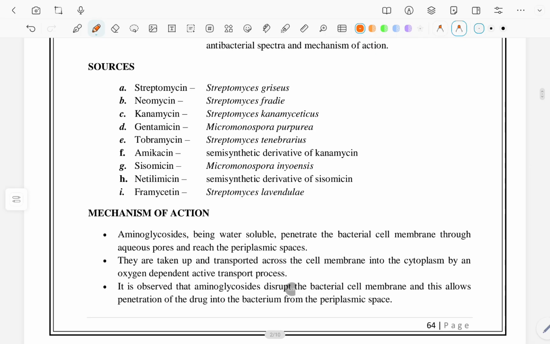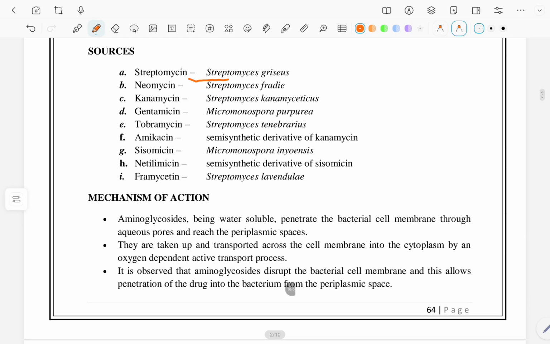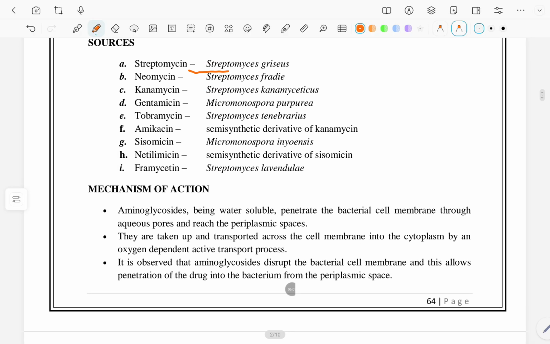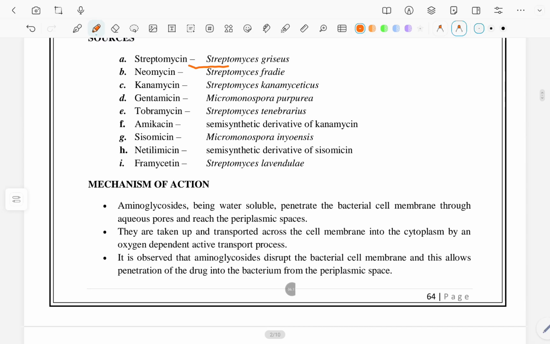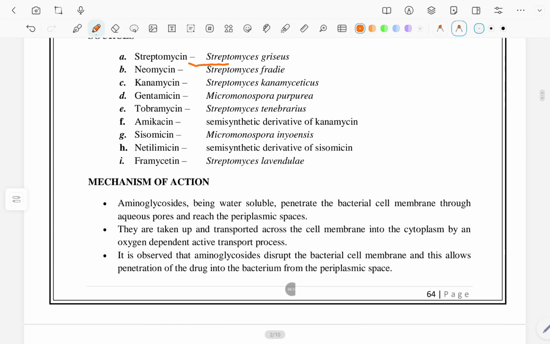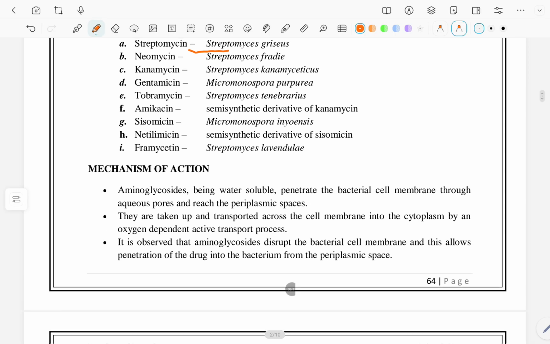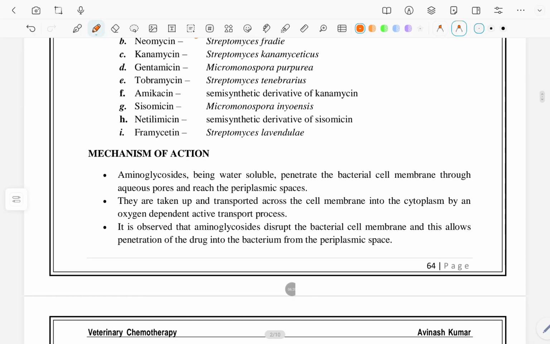Sources: streptomycin, Streptomyces griseus; neomycin, Streptomyces fradiae; kanamycin, Streptomyces kanamyceticus; gentamicin, Micromonospora purpurea; tobramycin, Streptomyces tenebrarius; amikacin, a semi-synthetic derivative of kanamycin; sisomycin, Micromonospora inyoensis; netilmicin, a semi-synthetic derivative of sisomycin; framycetin, Streptomyces lavandulae.